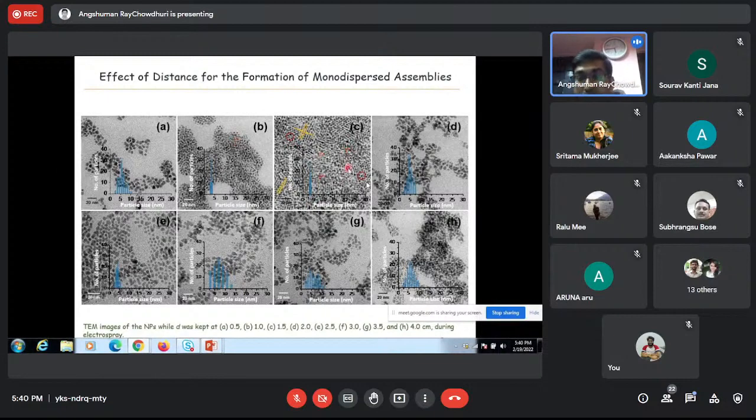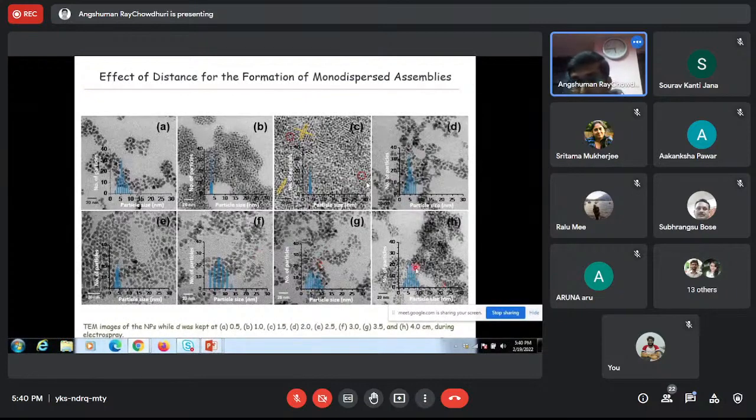When it is 1.5 centimeter tip to collector distance, it gets perfect conditions to reorganize the particles and form the superlattice structure. Even if it is more, then maybe the droplets are evaporating, and when the droplets are evaporating, it is not getting the perfect environment to form this type of assembly and all.